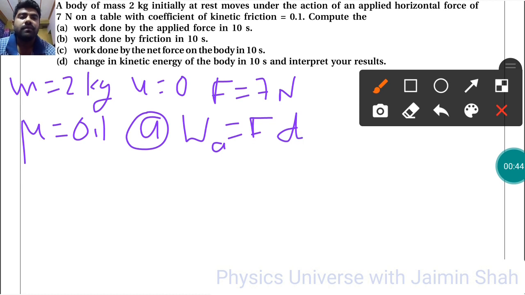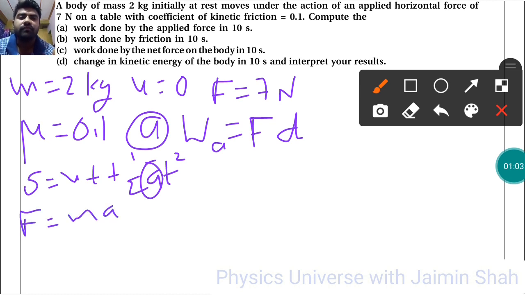Now we don't know the displacement, right? To find the displacement, we use the equation ut plus half at square. To find that, we also have to find the acceleration. So we find the acceleration for both the forces. First F is equal to ma. For the applied force, the acceleration a is equal to 7 upon 2, so that will be 3.5. So that is the applied force acceleration.